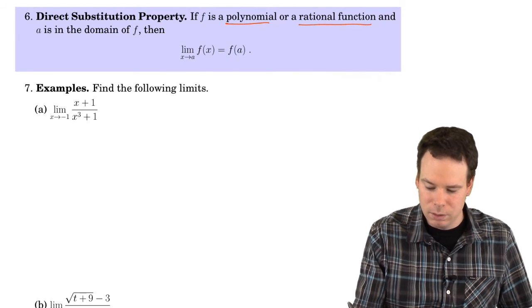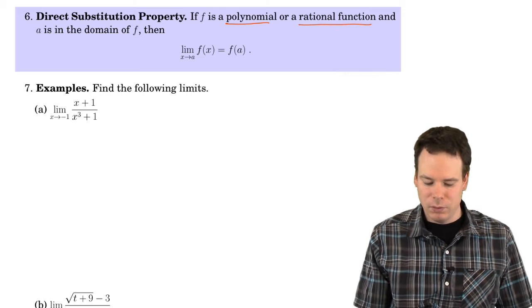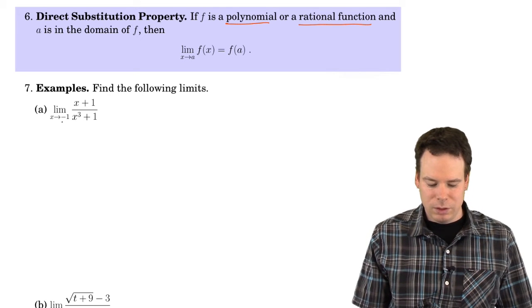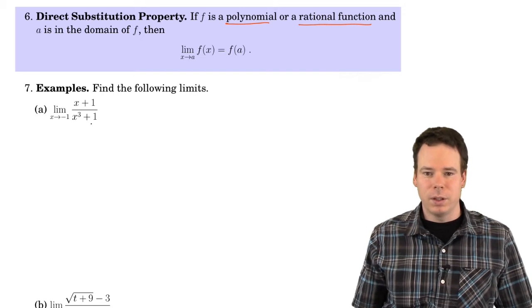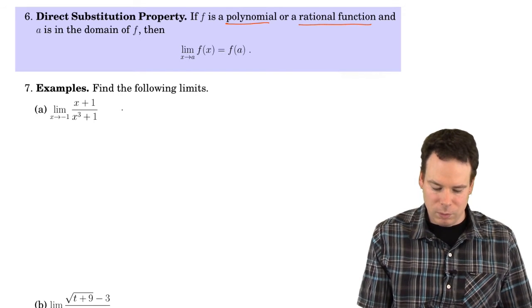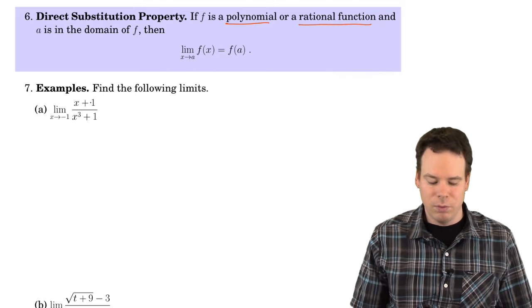Okay, so let's do a bunch of examples. Let's find the following limits. The limit as x goes to -1 of x plus 1 over x cubed plus 1. So the first thing we do is we try to see, can I plug -1 into this?